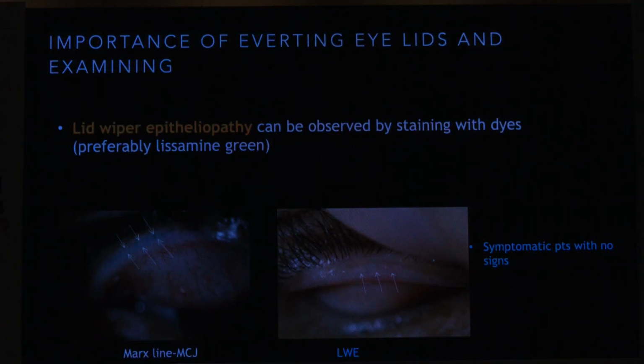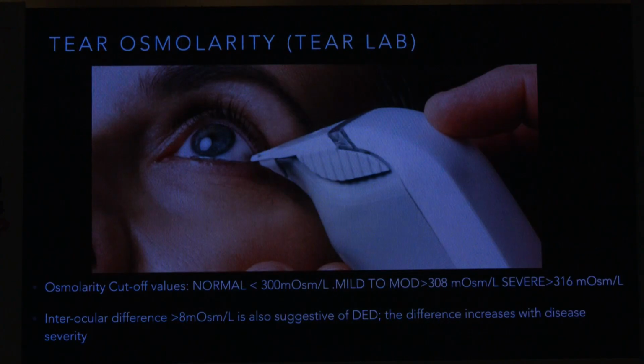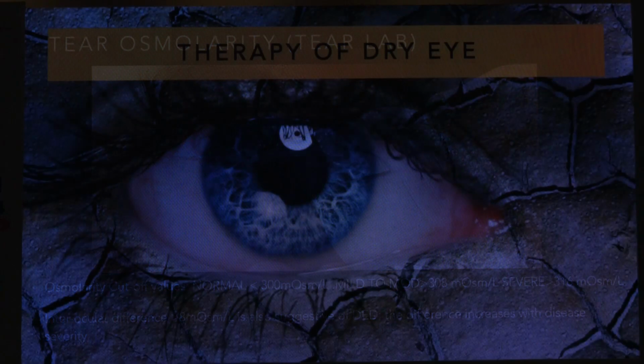Of course, evert and look at the lids as well. You want to look for lid wiper epitheliopathy here. You can see lissamine green staining in a patient with no symptoms and no obvious signs, but once you stain, you can see that line there. We talked about TearLab earlier.